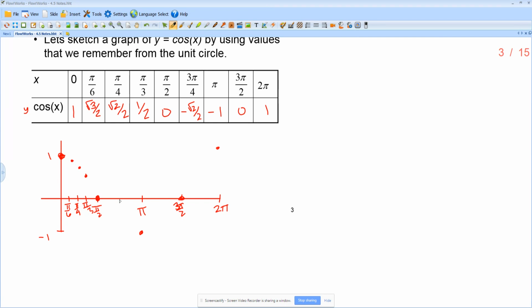3 pi fourths, I get negative root 2 over 2. So root 2 over 2 I said was like right there. So it's just going to be in that negative area. So now if I'm looking at this, the overall shape of this, okay, well, I sort of missed again. I don't know how to, there we go. I teach math, not art.